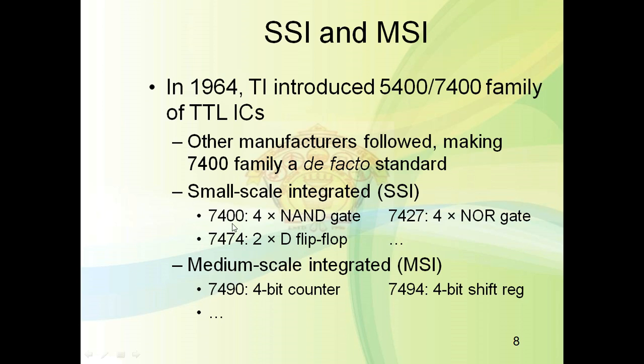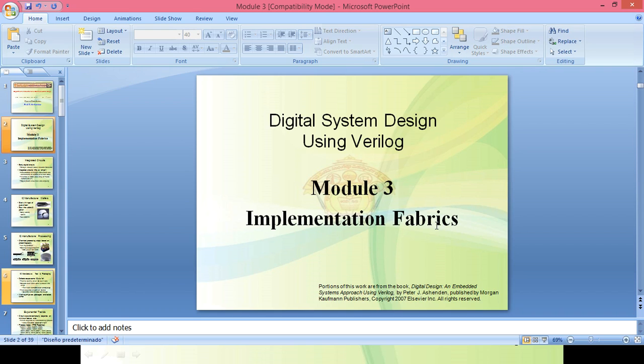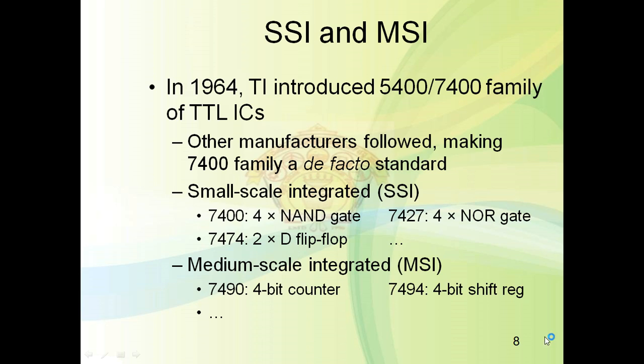You can see examples of small scale integration: 7400 contains 4 NAND gates, whereas 7427 contains 4 NOR gates, and 7474 contains 2 D flip-flops. These are examples of small scale integration circuits.